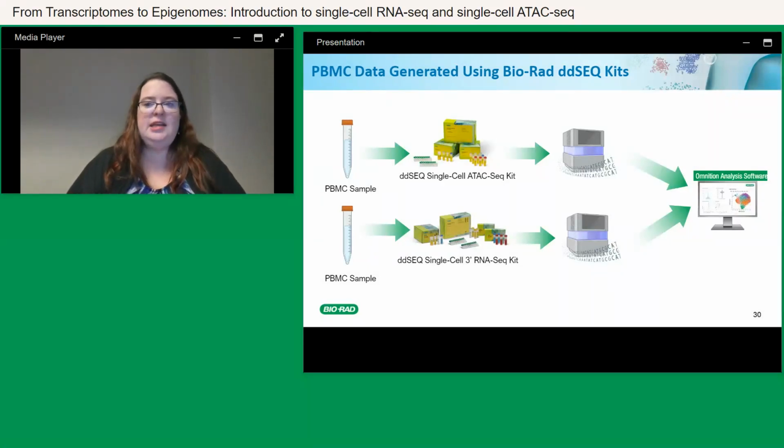Finally, I would like to discuss a few use cases of the DD-seq ATAC-seq and DD-seq 3' RNA-seq assays using real samples. The first is two PBMC samples run on either the DD-seq single-cell ATAC-seq kit or the DD-seq 3' RNA-seq kit. Both were sequenced according to their respective protocols and analyzed using the Omnition software.